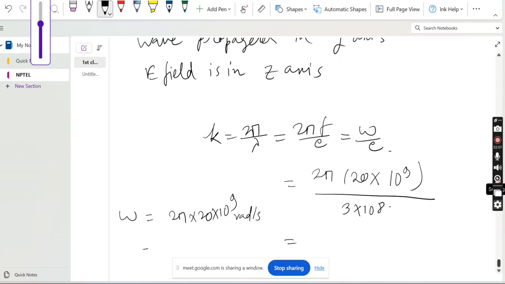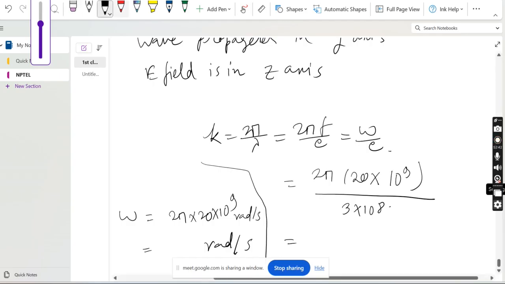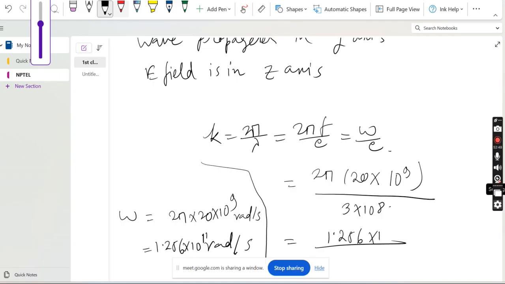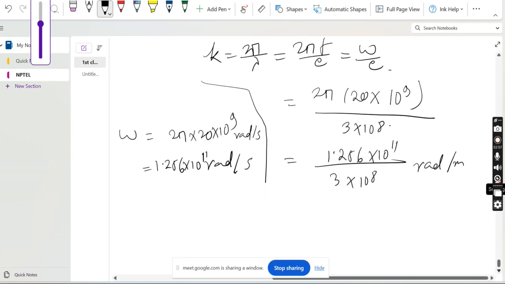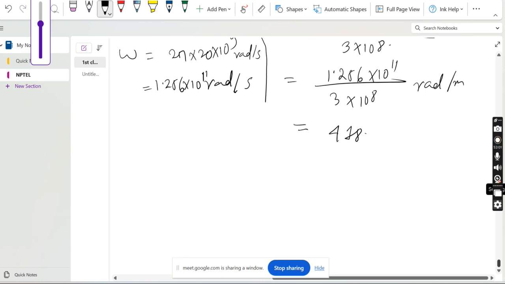That per second will be 418.7 rad per second by 3 into 10 to the power 8 meter per second. Sorry, omega is 1.256 into 10 to the power 11, and that is 1.256 into 10 to the power 11 by 3 into 10 to the power 8, and this unit will be rad per meter. So k will be 418.7 rad per meter.